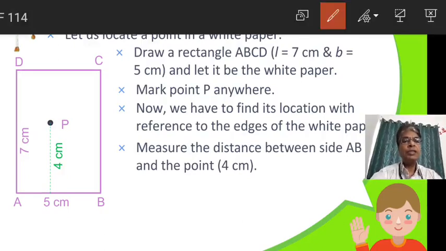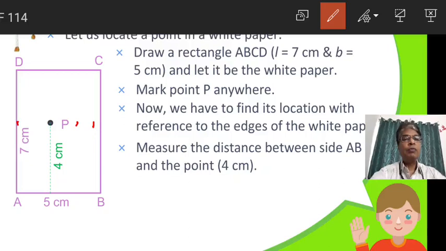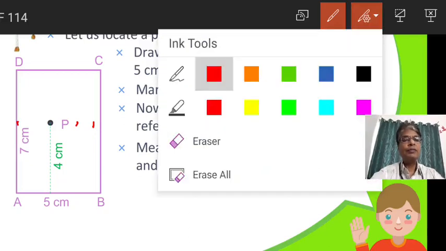The reason is, you see here, this is also 4 centimeter, this is also 4 centimeter, on this border also 4 centimeter, correct? So it can be anywhere. So we need one more information. Let us see what is that.